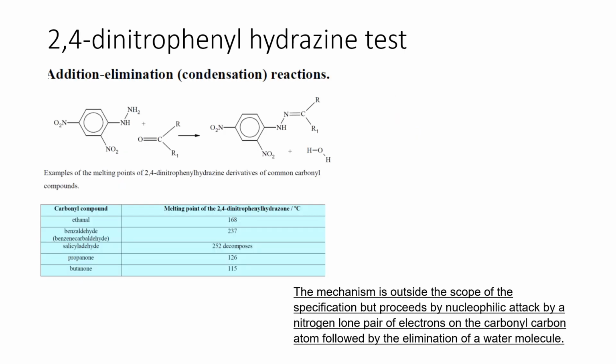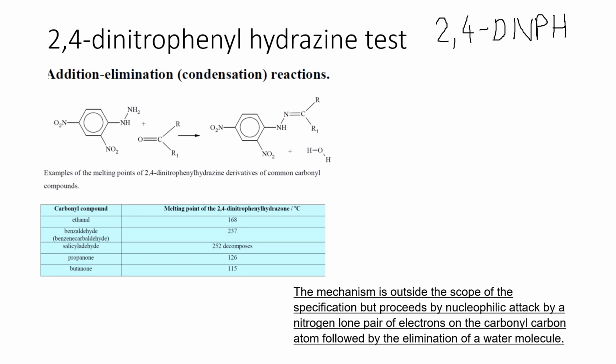Next reaction on the specification for this unit is the reaction of an aldehyde and a ketone, sometimes referred to as a carbonyl group, with a reagent called 2,4-dinitrophenylhydrazine. It just rolls off the tongue, doesn't it? Sometimes this is shortened to 2,4-DNPH, a little bit easier to remember.